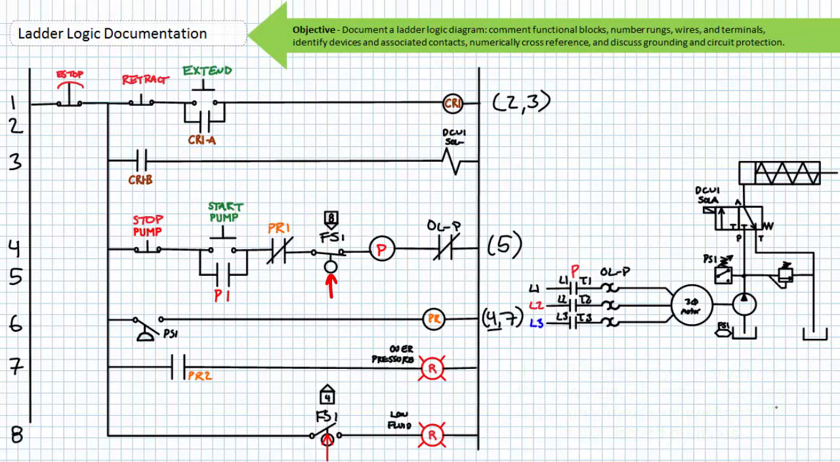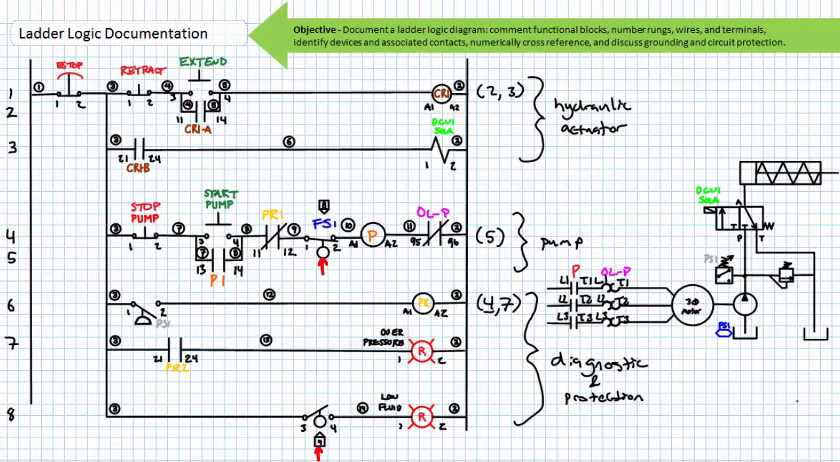Using numerical cross-referencing for mechanically interlocked switches, we can see that when the normally open float switch being held closed in rung 4 is opened, something in rung 8 would close. Similarly, we can see that when the normally closed float switch being held open in rung 8 is closed, something in rung 4 would open, all without the necessity of resorting to an ugly rung-spanning dashed mechanical interlock.